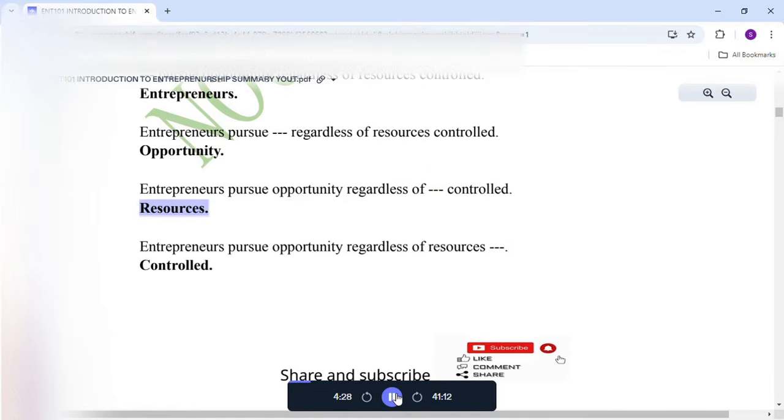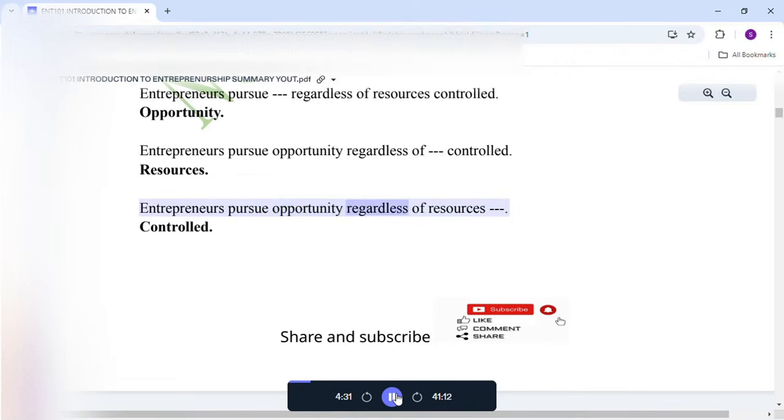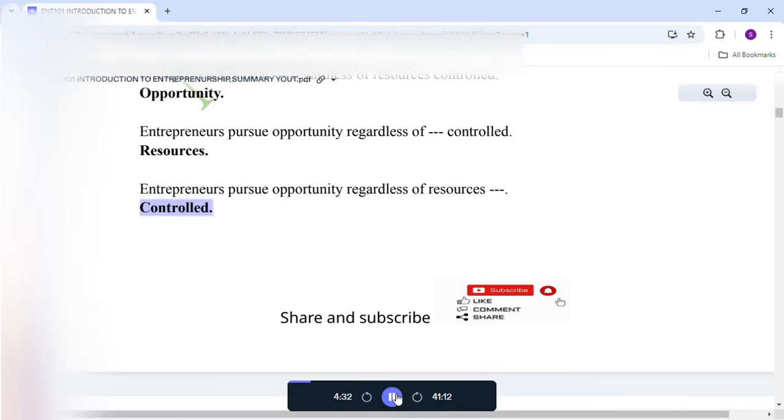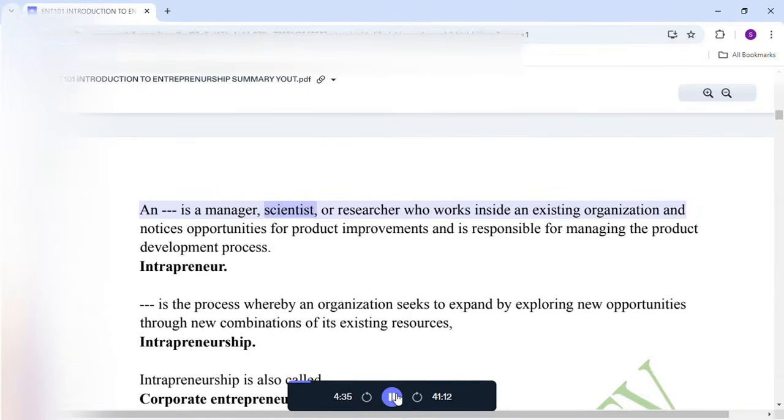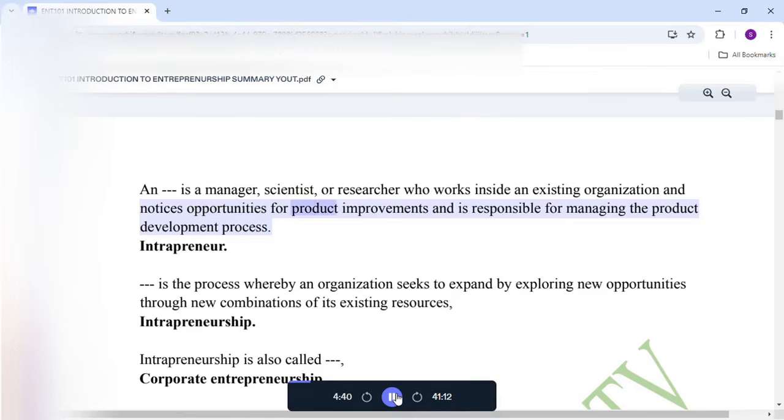Entrepreneurs pursue opportunity regardless of resources controlled. An intrapreneur is a manager, scientist, or researcher who works inside an existing organization and notices opportunities for product improvements and is responsible for managing the product development process.